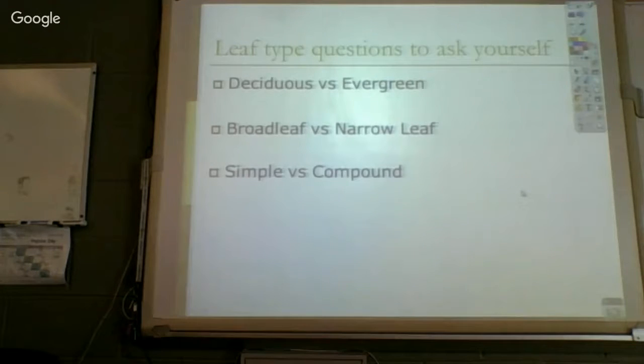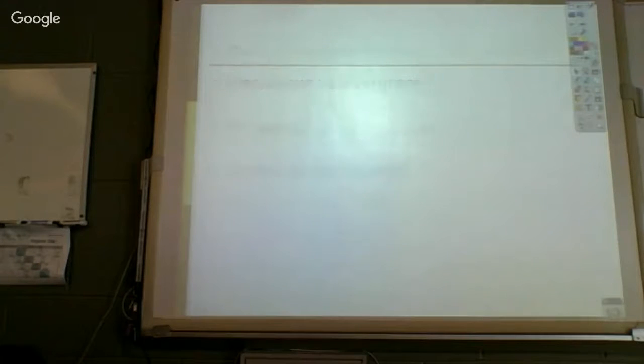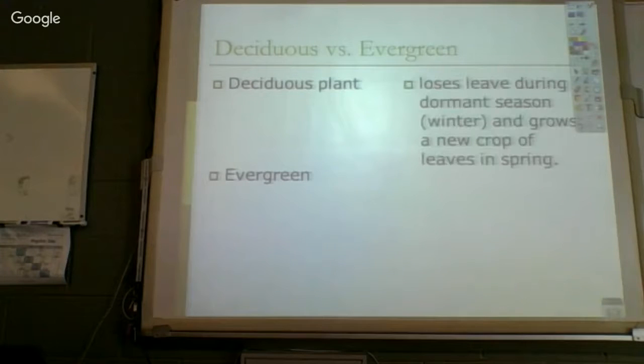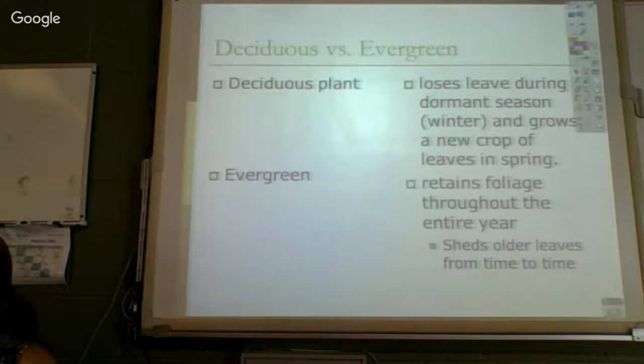Now we're going to talk about deciduous versus evergreen, broadleaf versus narrowleaf, simple versus compound. So a deciduous plant is defined as a plant that loses its leaves during the dormant season, winter, and grows a new crop of leaves in the spring. You probably had a good understanding of that, maybe not an official definition. Go ahead and write that down in your notes.